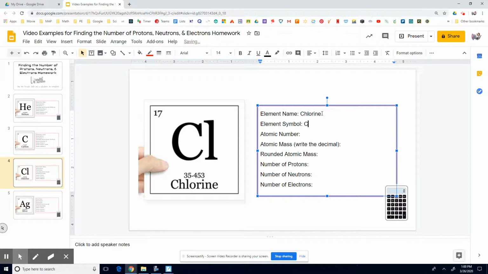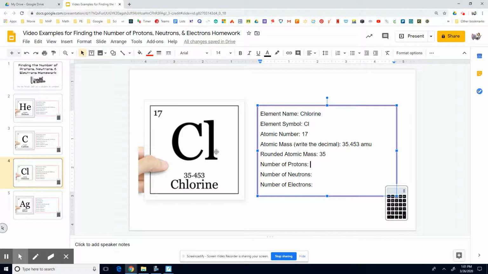I see its symbol is capital C, lowercase l. I see the mass number up here. We're getting a little bigger, is 17. And I see that the atomic, or excuse me, I said mass number. The atomic number was 17. The mass number here, it's not quite as long of a decimal, but it's 35.453 atomic mass units. All right, now this one maybe is a little trickier to round. So I have to consider it's 35.4. Okay, well, 4 is less than a half, so this rounds to 35.